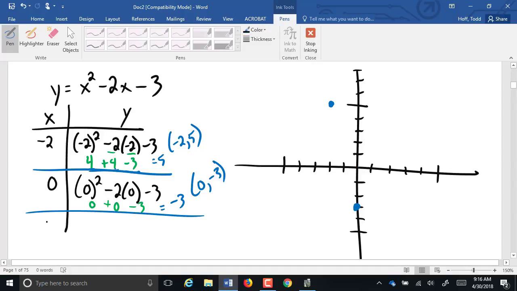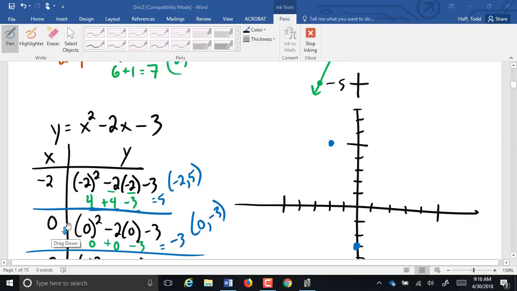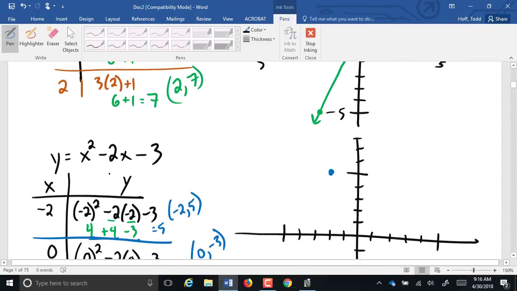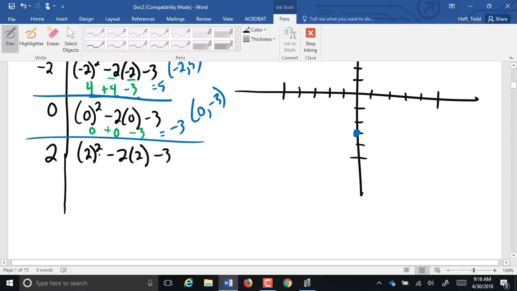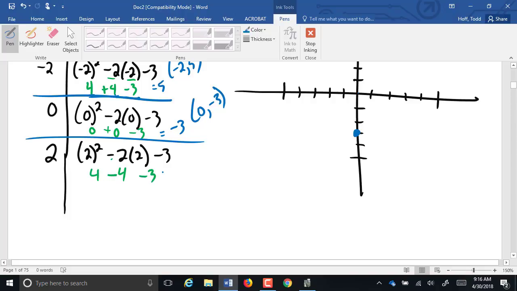Let's try x is positive 2. That's going to be 2 squared minus 2 times 2 minus 3. What is 2 squared? That would be 4. Negative 2 times 2? Minus 4 minus 3. What is 4 minus 4? 0 minus 3 is negative 3. So at positive 2, y is negative 3. So positive 2, negative 3, right about there.